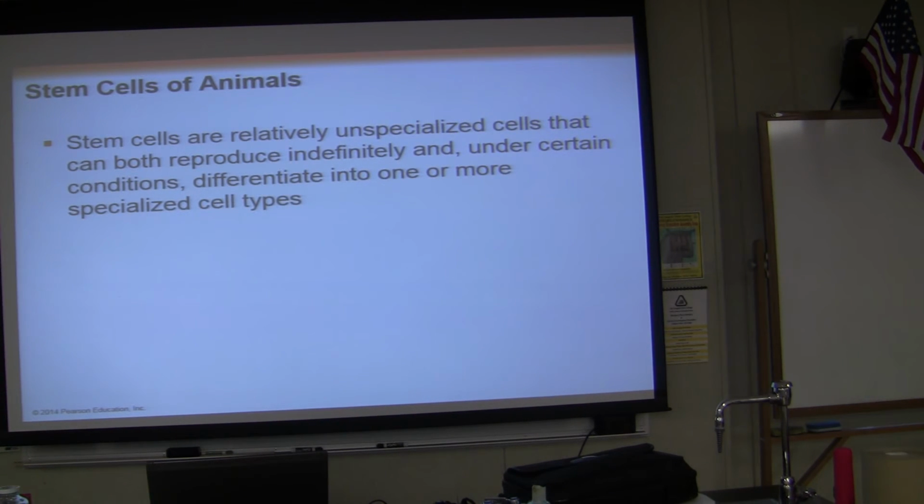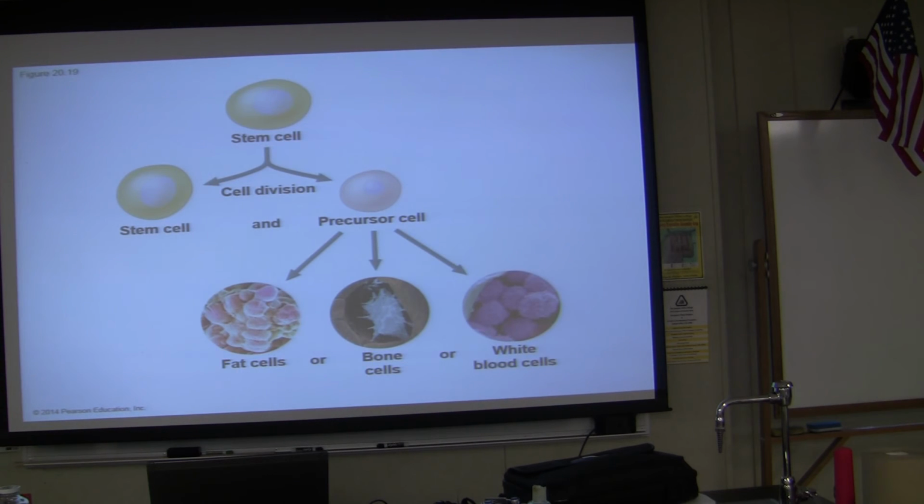Stem cells of animals. Stem cells are relatively unspecialized cells that can both reproduce indefinitely and, under certain conditions, differentiate into one or more specialized cells. You remember the history of President Bush. President Bush banned cloning of embryos. He said if you want to use federal grants for research, you cannot use a cloned embryo.